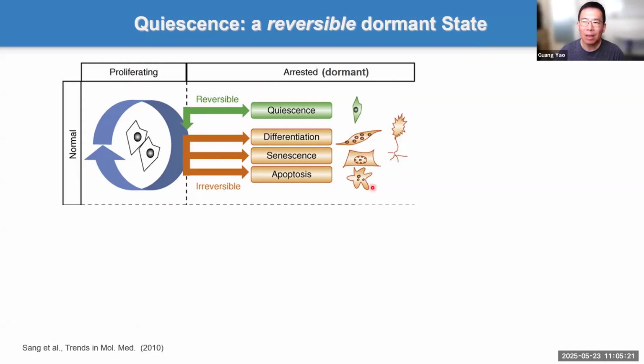So the vast majority of cells are in any of these states. We call them dormant. Dormant has different flavors: quiescence, differentiation, senescence, apoptosis. But the major difference, from an older review from a long time ago whose principle still holds here, is that this is bi-way traffic.